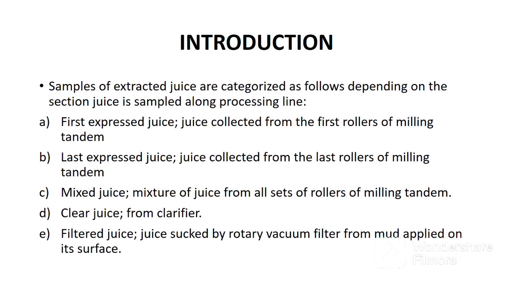Remember, this juice is pumped to juice treatment section. Next, we have lime juice. This juice is mixed with calcium hydroxide. Next, we have clear juice. This juice is the one that comes from clarifier. It's clear and is free from suspended solids, so it's pumped to evaporation section. And finally, we have filtered juice. This juice is sucked by rotary vacuum filter from mud applied on its surface.